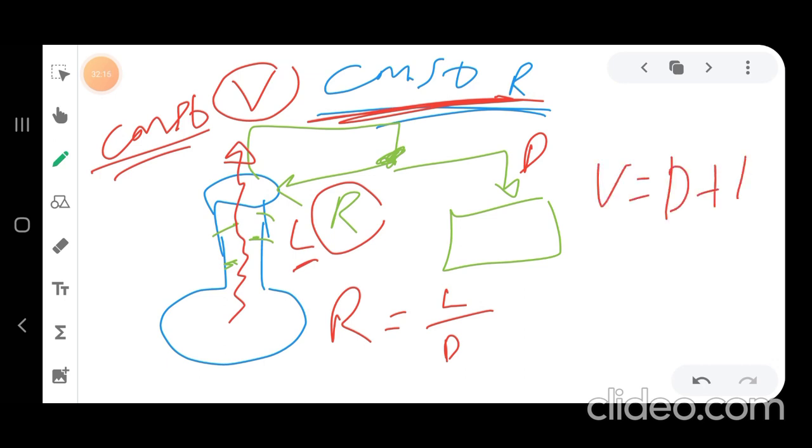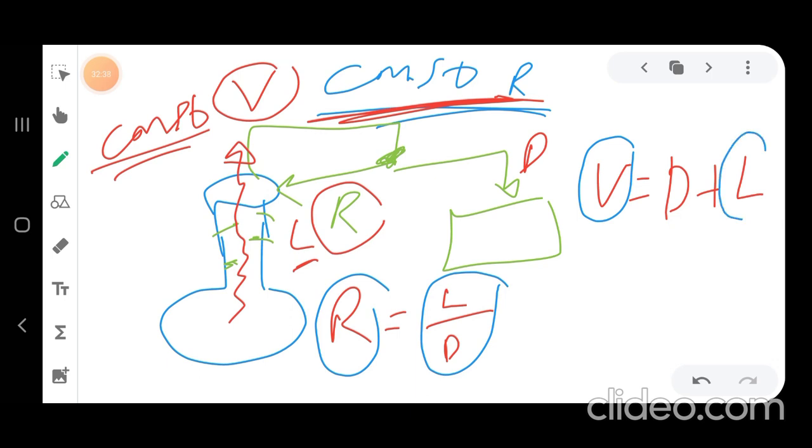So what I want to say here is, if you have constant V and you have constant R, in other words, you have constant L over D. So L will be R multiplied by D. So this R times D will be constant, so you will also have constant L, and for sure you will have constant D. So everything here is constant.